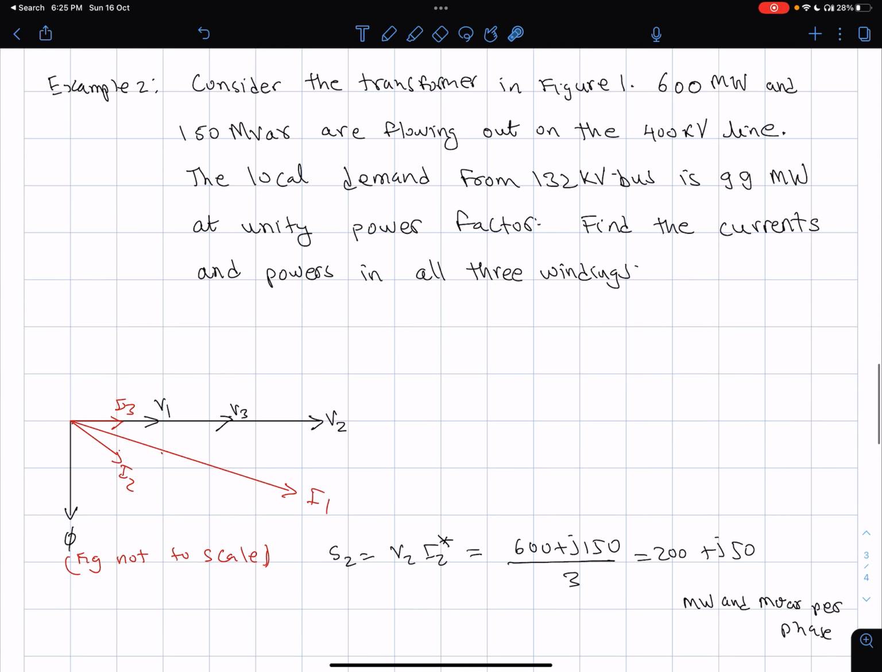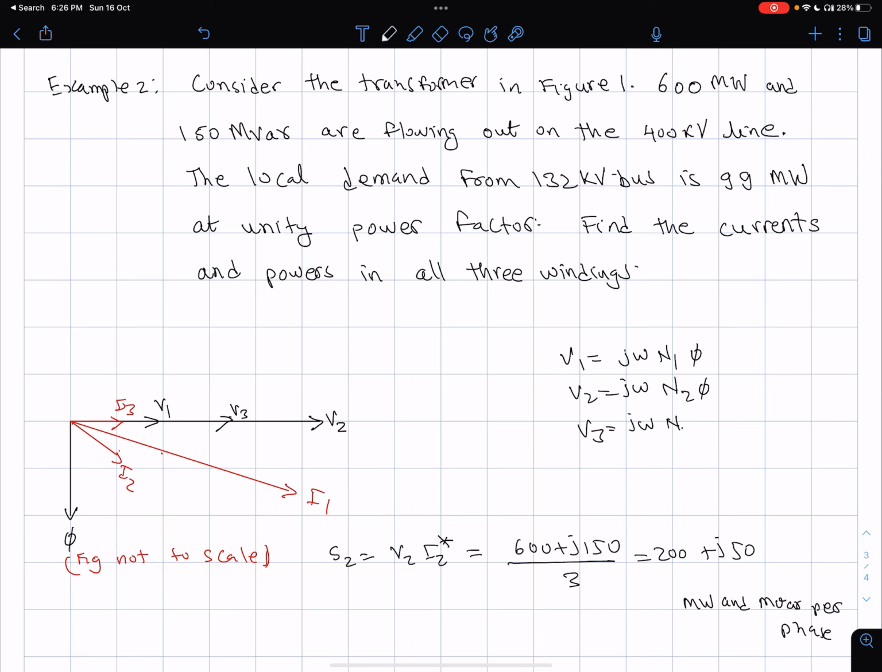You know this, right? V1 is equal to j omega N1 into the corresponding phasor phi. V2 will be j omega N2 into the corresponding phasor phi. V3 is j omega N3 into the corresponding phasor phi. Therefore, with respect to the phasor phi, V1, V2 and V3 all lead by 90 degrees. They are on the same line as shown here, and they lead the phasor phi by 90 degrees.